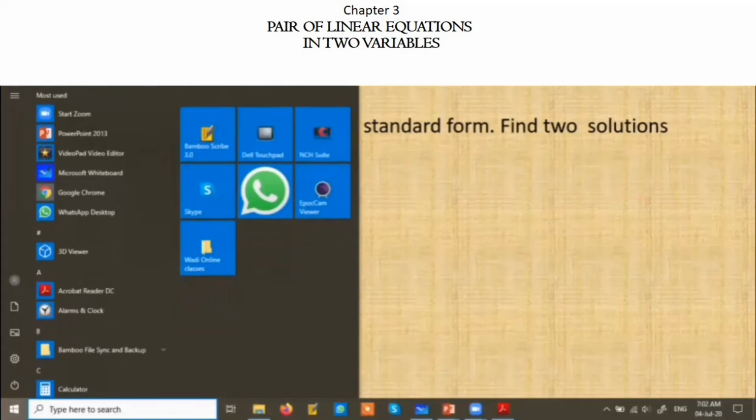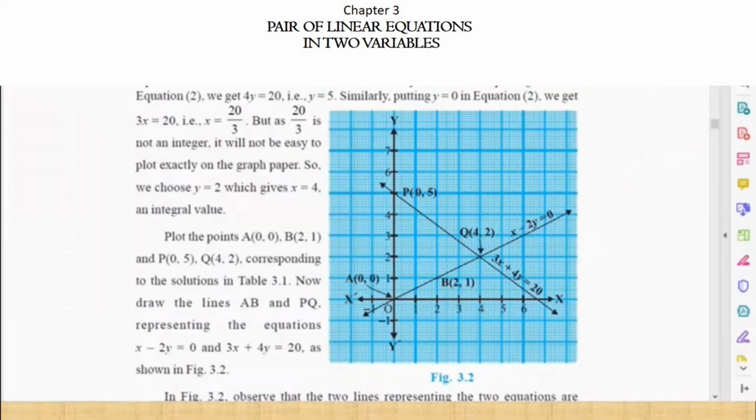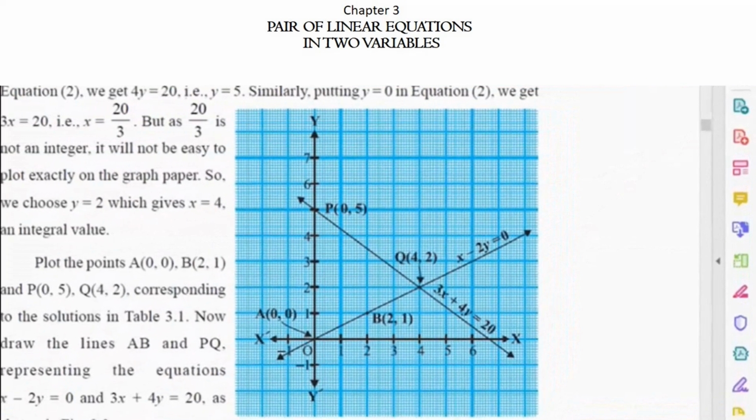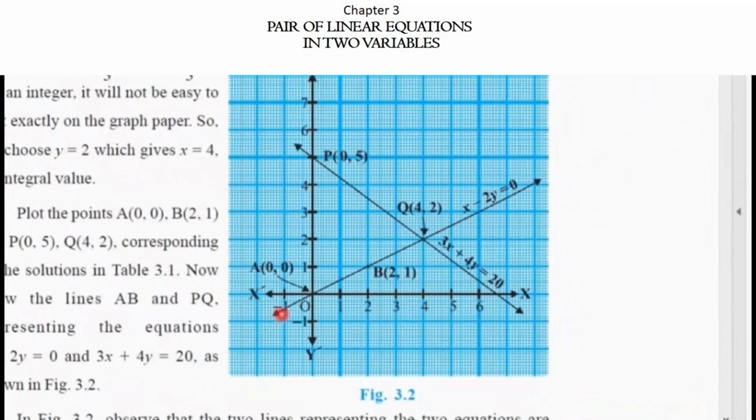Then draw the axis. If you draw these two lines, the graph will be like this. You can see here x minus 2y goes like this and 3x plus 4y goes like this. As I told before, every point on the line x minus 2y is a solution of this equation, and every point on the second line is a solution of the second one.